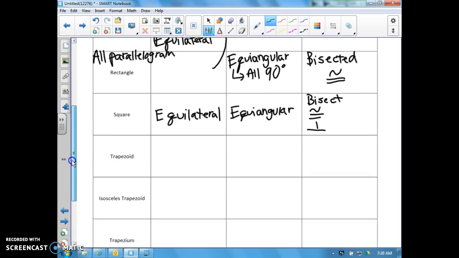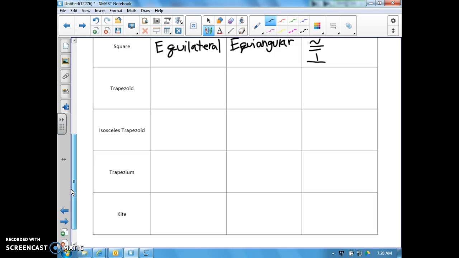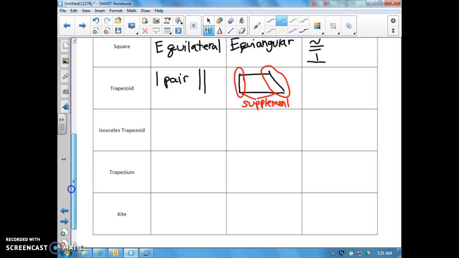Now let's move out of the realm of parallelograms and into slightly more interesting things. Trapezoids. Trapezoids are defined as having one pair of parallel sides. Other than that, there's really nothing else I can say about trapezoids that help us. The angles in a trapezoid, and I'm going to draw this, right? These guys here are supplementary. And in a regular trapezoid, not a whole lot else I can write.